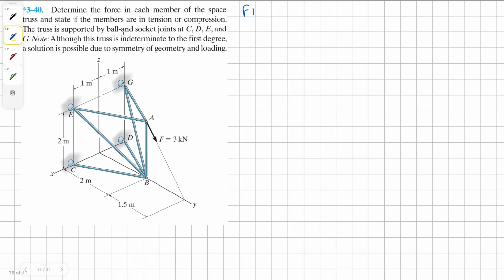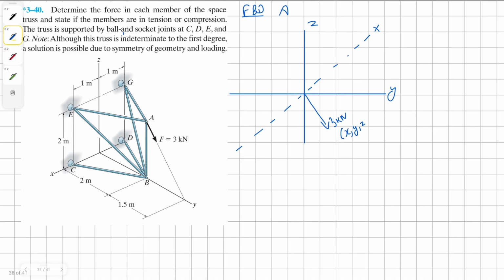So let's draw the free body diagram for joint A. At the joint, we're going to have our external action force 3 kN, and it's projecting along all the axes. Then we have our unknown force in member AB, and it's projecting only along the z axis. Then we have our unknown force EA, and it's projecting along X and Y axis. And then we have unknown action force GA, also projecting along X and Y.